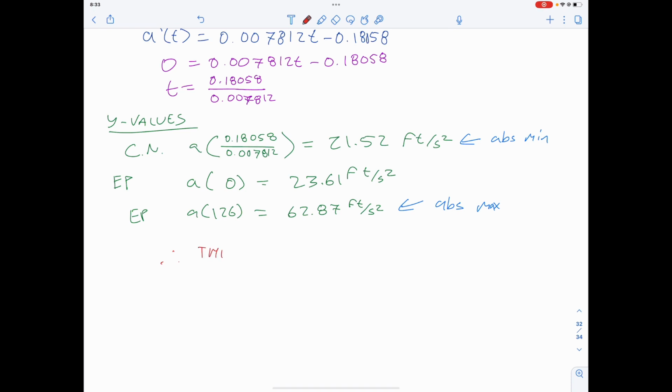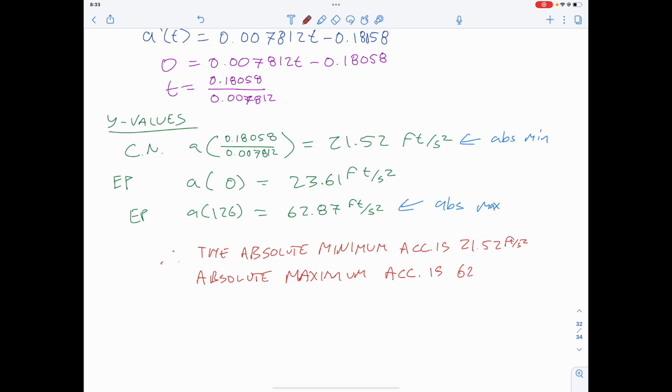Therefore, the absolute minimum acceleration is 21.52 feet per second squared, and the absolute maximum acceleration is 62.87 feet per second squared. And that's it for this unit.